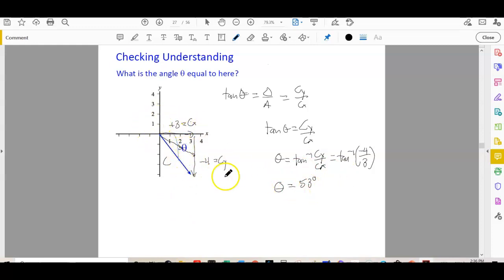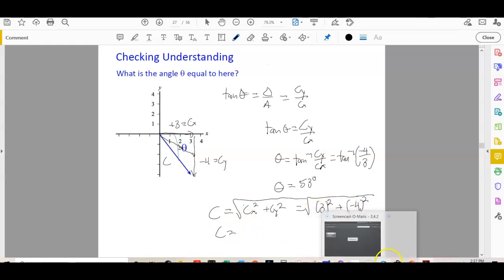While we're here, typically once you get this, you also have to get the length of that. If you're given the component vectors, CX and CY, usually you have to get theta and then also the length of C. So let's get the length of C. Well, C squared is equal to A squared plus B squared. That's Pythagorean's theorem. So in this case, it's going to be the square root of CX squared plus CY squared, which is going to be equal to the square root of 3 squared plus a negative 4 squared. And so C is going to be the square root of 16 plus 9.